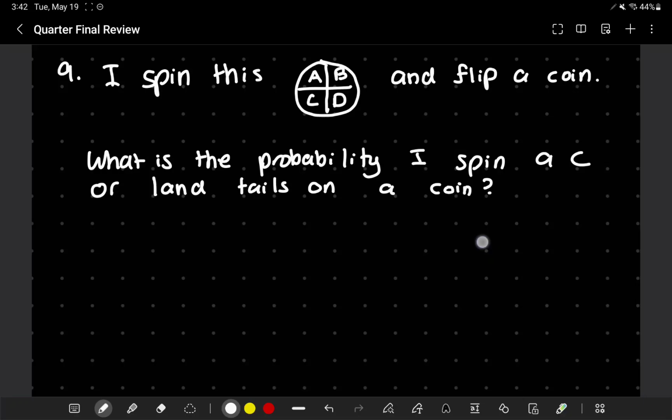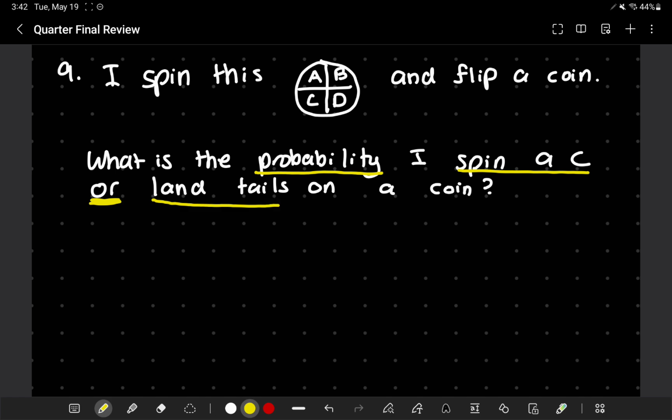Okay, moving on to number 9. This time, it's a little bit different. I spin this spinner and flip a coin. What is the probability that I spin? Okay, so first off, probability is keyword. I spin a C. Okay, that's the first thing. Or, okay, this time I see or. Will I do Venn diagram? Land tails on a coin.